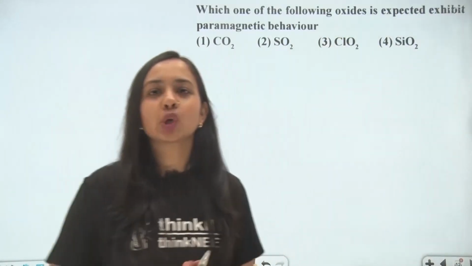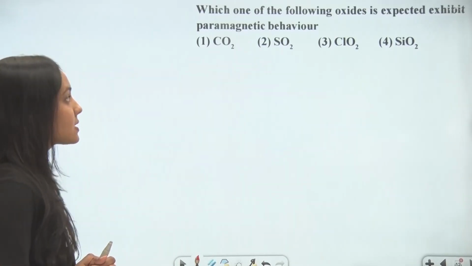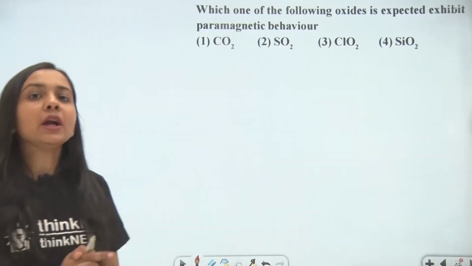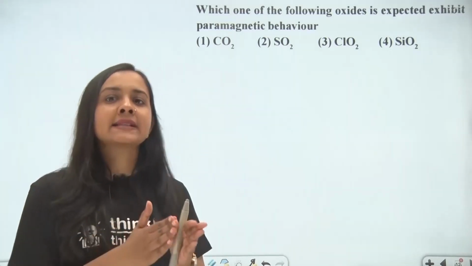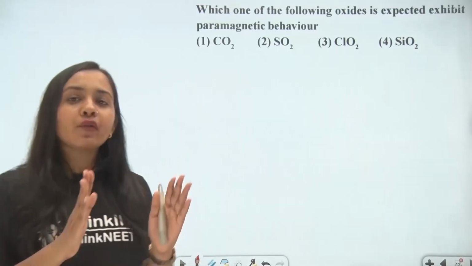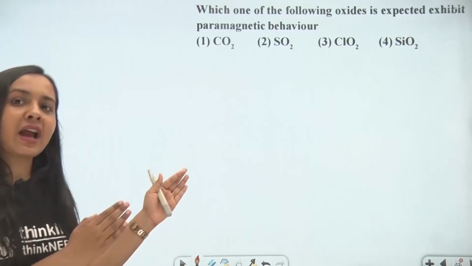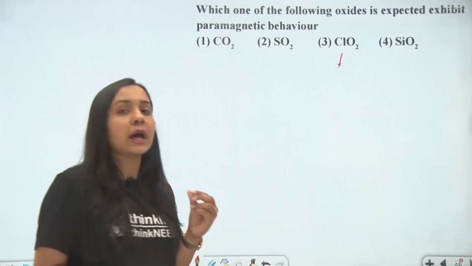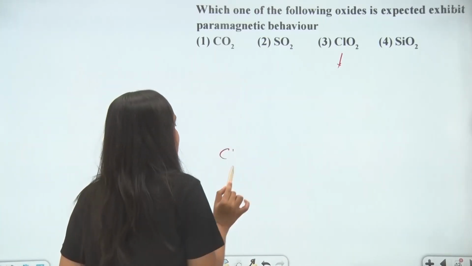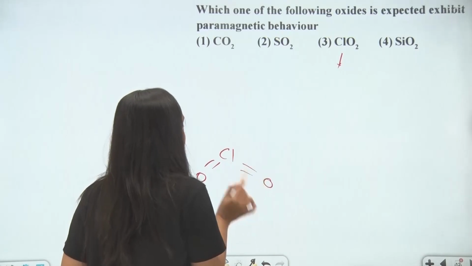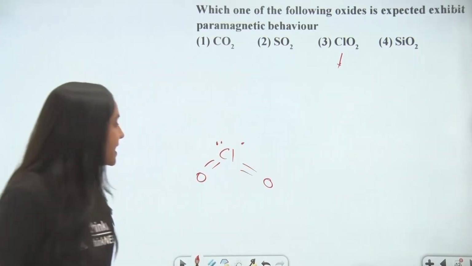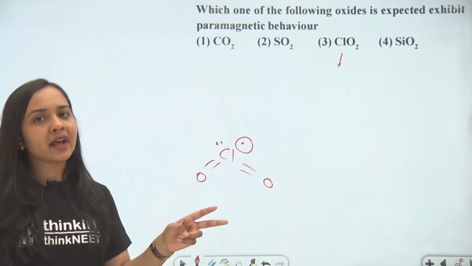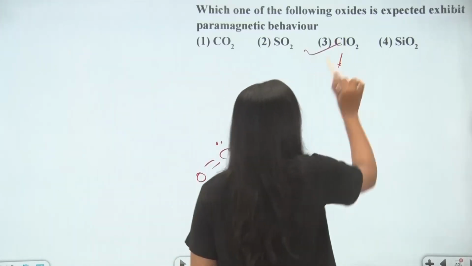Hello dear students, our next question is, which one of the following oxides is expected to exhibit paramagnetic behavior? Student, basically an oxide which contains unpaired electrons exhibits paramagnetic behavior, right? So if we talk about odd electron species, then here we have ClO2 in the options, and ClO2 has an odd electron species and contains one unpaired electron, right? And this is the ClO2. Now you can say ClO2 contains one unpaired electron, and due to this unpaired electron it shows paramagnetic behavior. So option 3 is the correct answer.